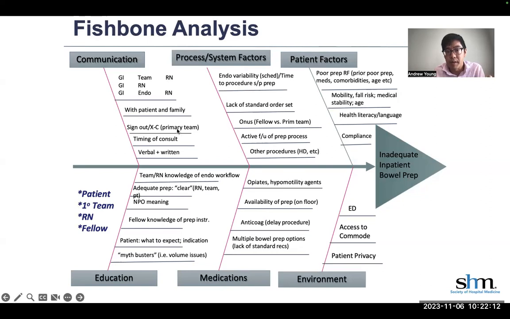Maybe the patient isn't well informed. Maybe the nurse isn't well informed that the patient's supposed to get bowel prep. Maybe the GI consults are happening too late. Is it verbal or written communication? Again, this was brainstorming, so there's not a lot of detail of what these things are.